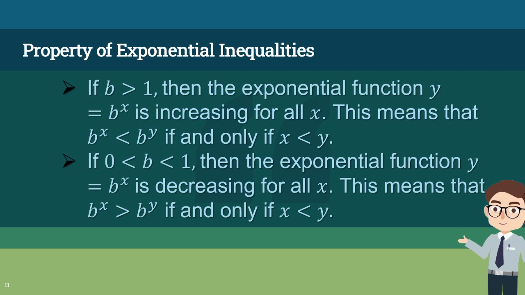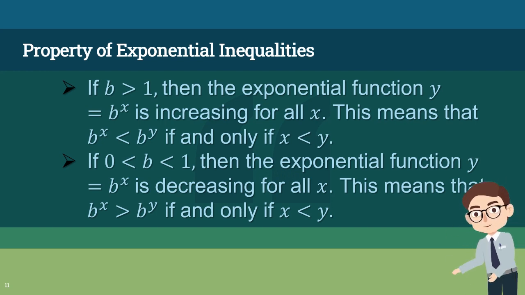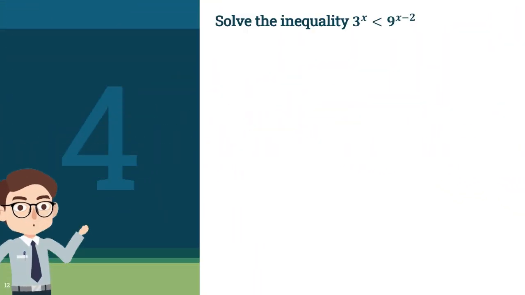Property of exponential inequalities: if b is greater than 1, then the exponential function y is equal to b raised to x is increasing for all x. This means that b raised to x is less than b raised to y if and only if x is less than y. If 0 is less than b and less than 1, then the exponential function y is equal to b raised to x is decreasing for all x. This means that b raised to x is greater than b raised to y if and only if x is less than y.